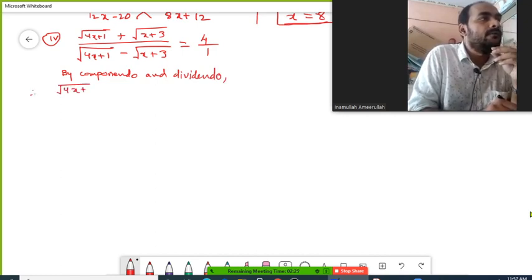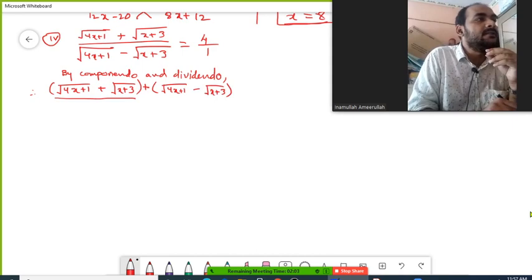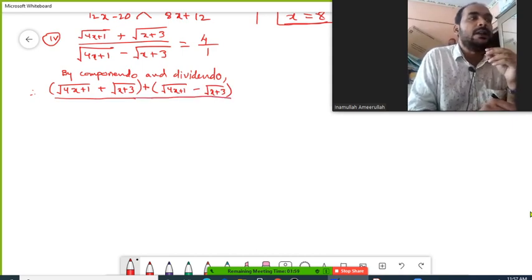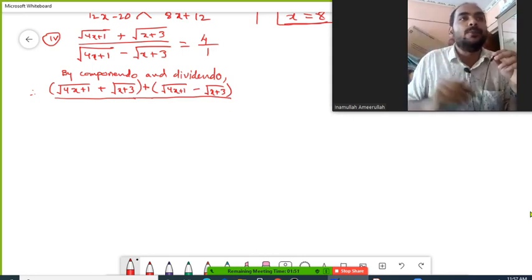root of 4x plus 1 plus root of x plus 3, plus, 4x plus 1 minus x plus 3. So this is numerator and this is denominator. We are adding numerator and denominator because we are doing componendo. Now we will do dividendo in the denominator by taking minus sign between numerator and denominator.